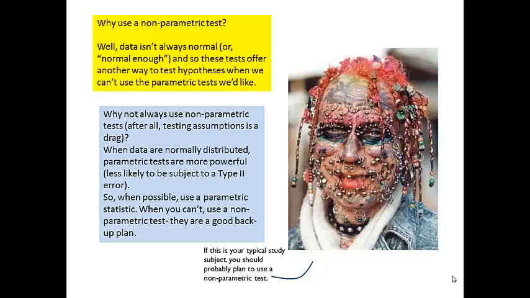Why not always use non-parametric tests? After all, testing assumptions is a bit of a drag. When data are normally distributed, parametric tests are more powerful. They're less likely to be subject to a type 2 error. So whenever you can, use a parametric statistic. When you can't, use a good non-parametric test because they're a good backup plan.